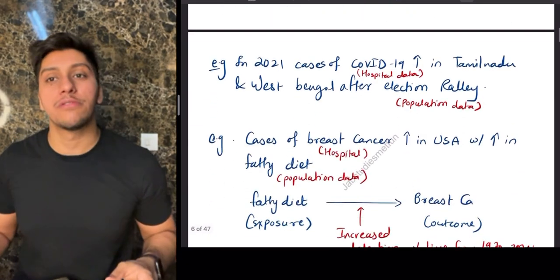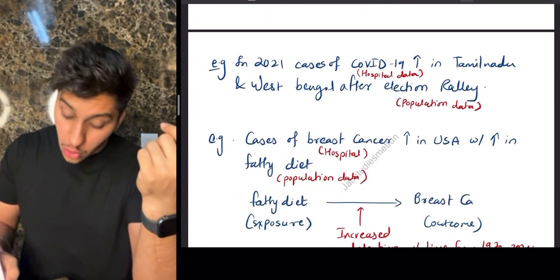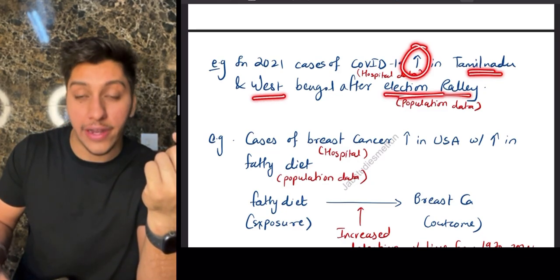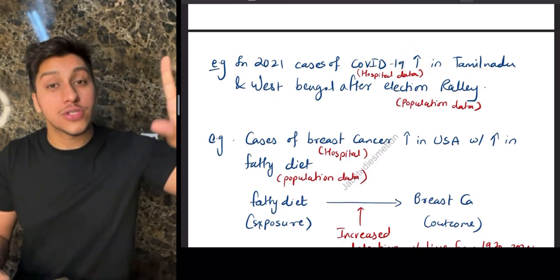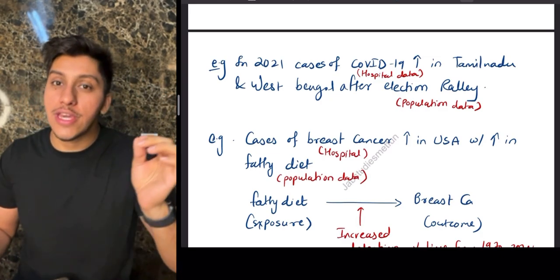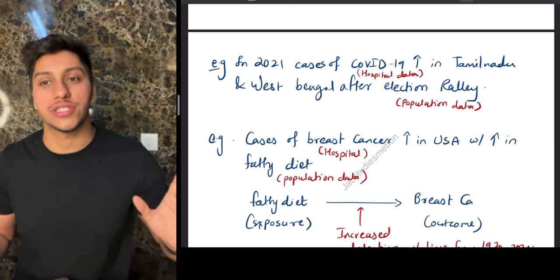Which is similar to the example I was giving: in 2021, COVID-19 cases rose in Tamil Nadu and West Bengal after the election rally. Why? Because it is communicable. So because of a public event, our hospital data was increasing. So that is why ecological study is also known as correlational study.